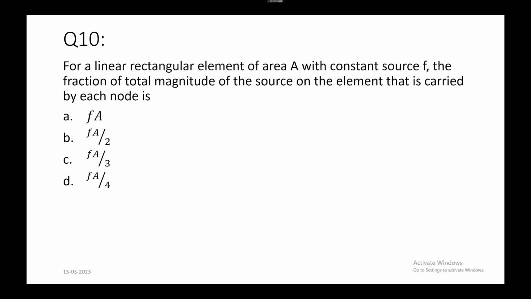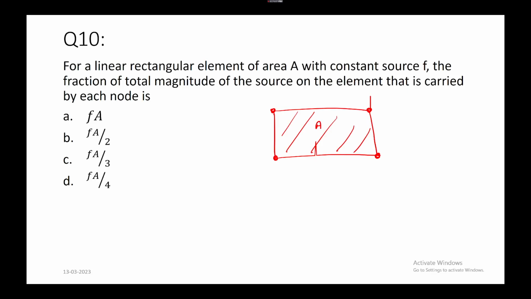We will simply do the last question. So I have a rectangular element of area A and constant source f. What is the total magnitude of the source on each element that is carried by each node? So we have four options: one is fA, second is fA by 2, third is fA by 3, fourth is fA by 4.